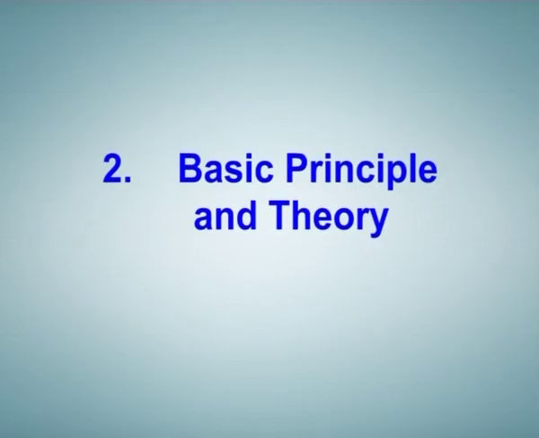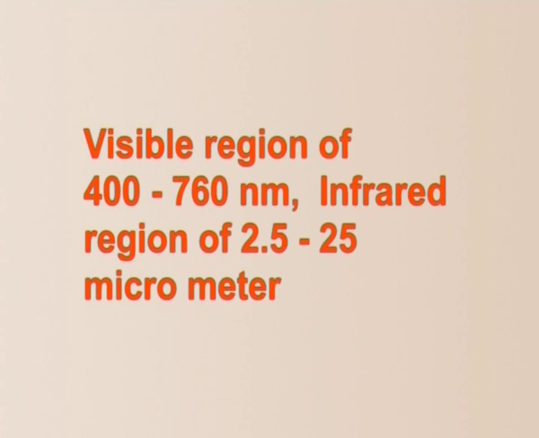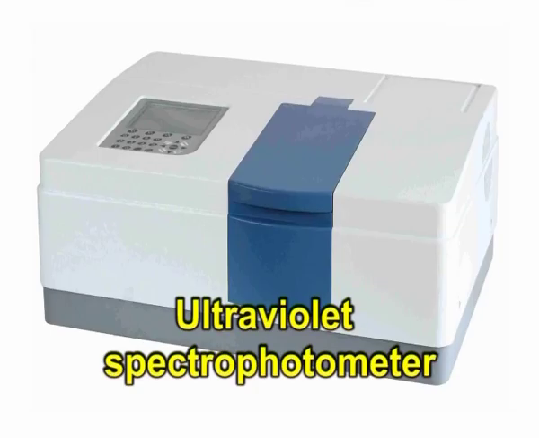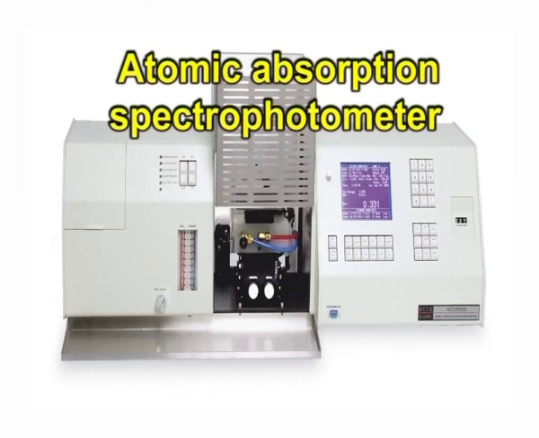Basic principle and theory. Spectrophotometric law conducts the qualitative and quantitative analysis of material by measuring the absorbance of the measured material at specific wavelengths. The frequently used wavelength ranges are the ultraviolet region of 200 to 400 nanometer, the visible region of 400 to 760 nanometer, and the infrared region of 2.5 to 25 micrometer. On the basis of the different spectral regions, the instruments are classified as follows: ultraviolet spectrophotometer, UV visible spectrophotometer, infrared spectrophotometer and atomic absorption spectrophotometer.